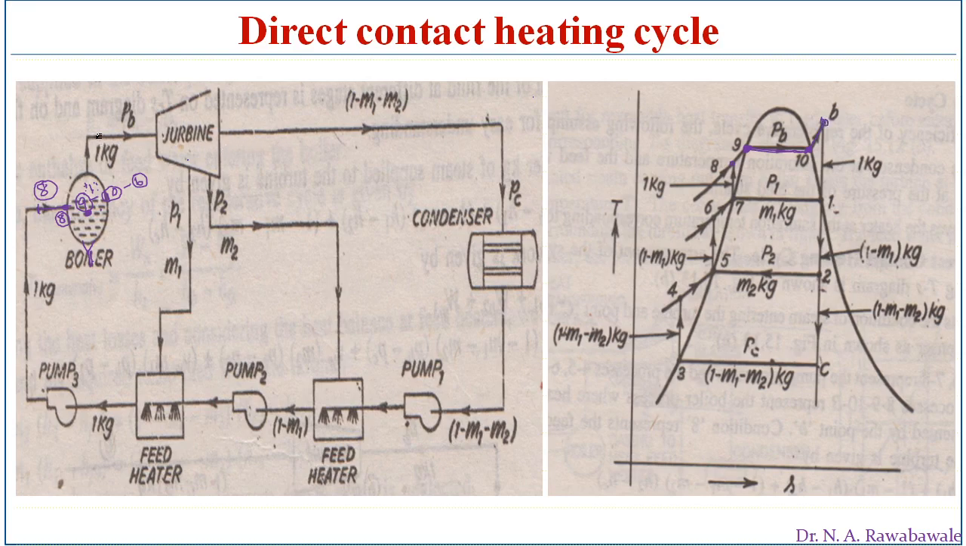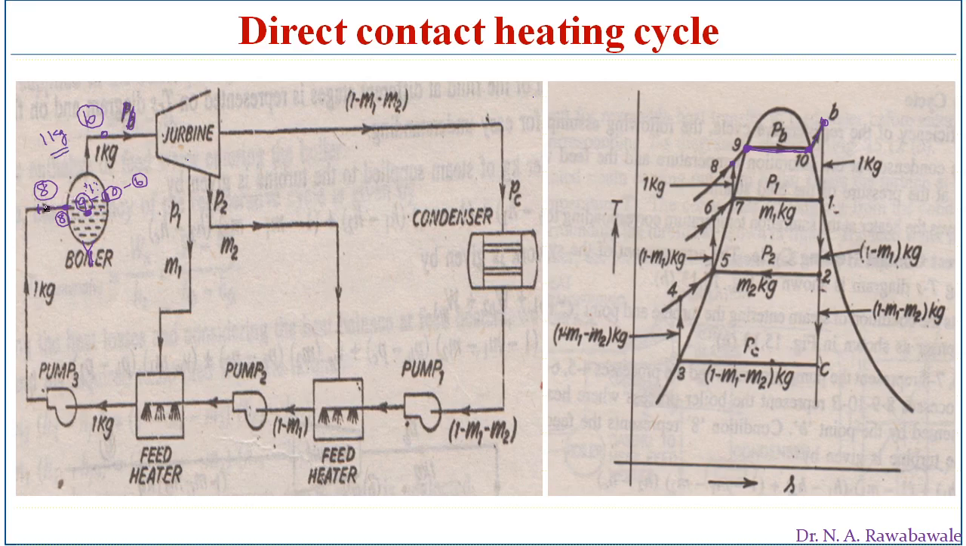We call this point B. The steam is superheated, at boiler pressure PB, and it comes out of this boiler and enters the turbine. Let us consider that the steam coming out of this boiler is 1 kg. For 1 kg of mass of steam, we are going to do the analysis.